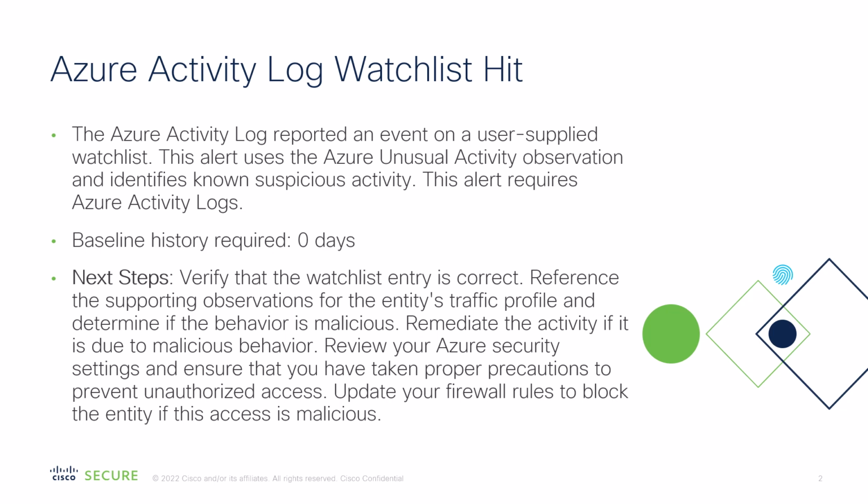We don't have any form of a baseline history requirement, so as soon as we see this activity, the alert will fire. For the remediation next steps, you're going to want to verify that the watch list entry is correct. Make sure you reference the Azure Unusual Activity Observations to help determine if the behavior was intended, maybe it was just simply a mistake, or if it is in fact malicious activity. You'll want to remediate that activity if it is malicious, and make sure you review your Azure security settings to prevent it from happening again.